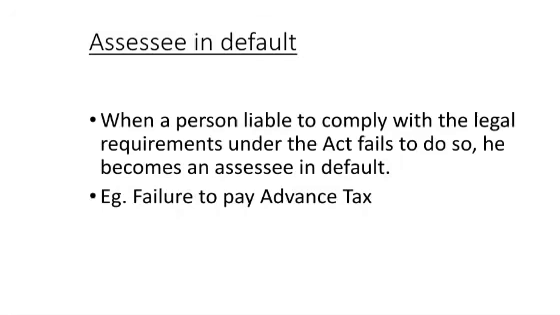Example, failure to pay advance tax. That is, when a person who is bound to pay advance tax has failed to pay the advance tax, he becomes an assessee in default, or he can be termed as an assessee in default.